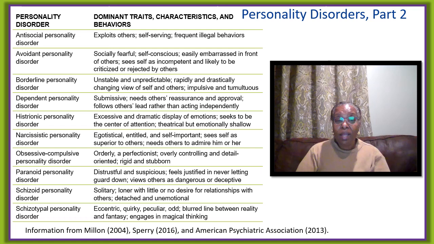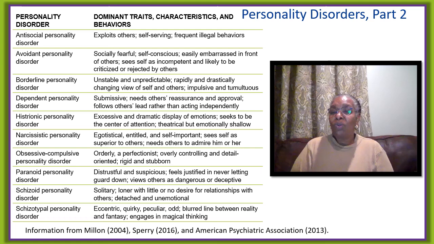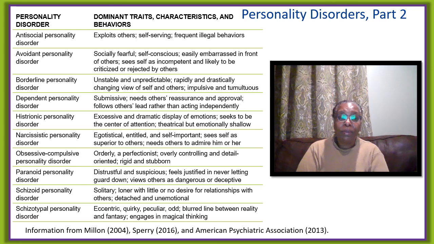Dependent personality disorder. Here, this person is extremely submissive. They constantly are seeking approval from others. They don't feel that they can do anything on their own, so they'll always count on somebody to take care of them. Histrionic personality. These are those we call lovers of drama, because everything has to be theatrical. If they're upset, they go to the extremes of showing their emotions. It's that excessive and dramatic display of emotions. They have to be the center of attention. And generally speaking, they are shallow.